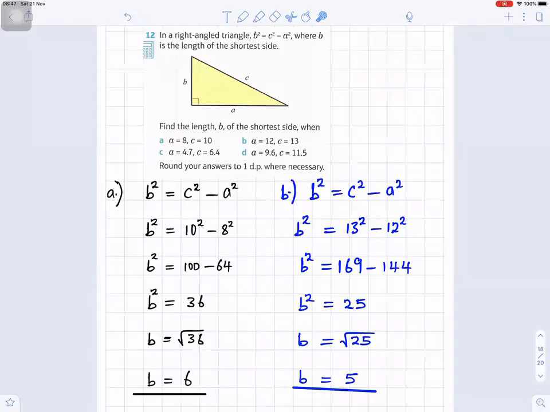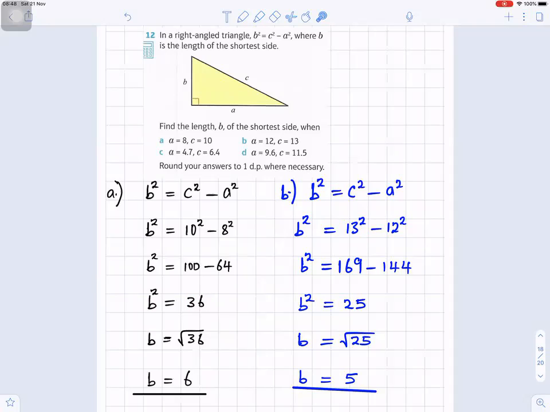So for part A, we write the formula b squared equals c squared minus a squared. Sub in the value for c. c is 10, so we put 10 squared, minus a is 8, we put 8 squared. 10 squared is 10 times 10, which is 100. 8 squared is 8 times 8, which is 64. And 100 take away 64 is 36.